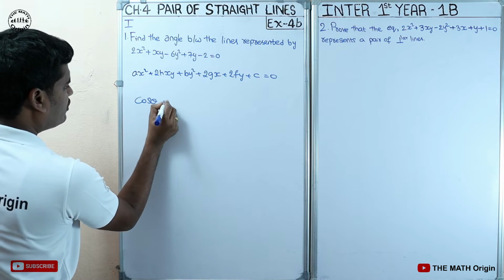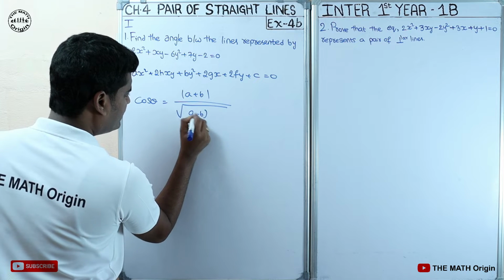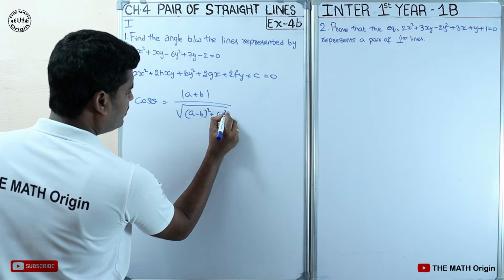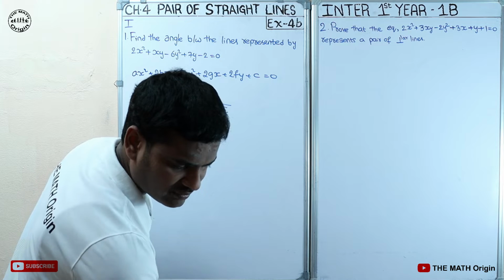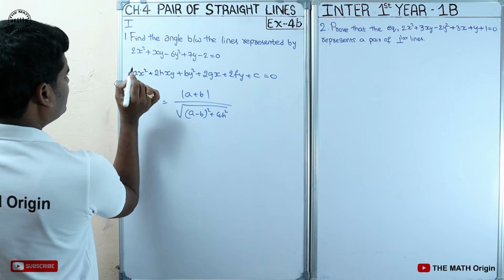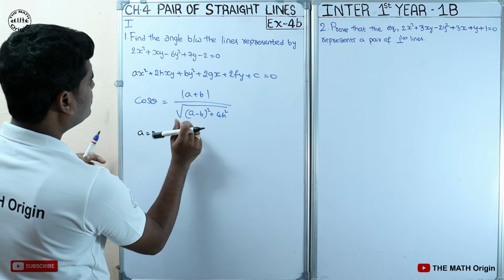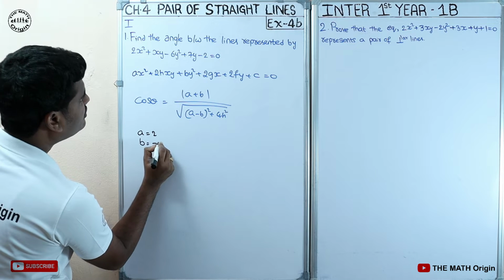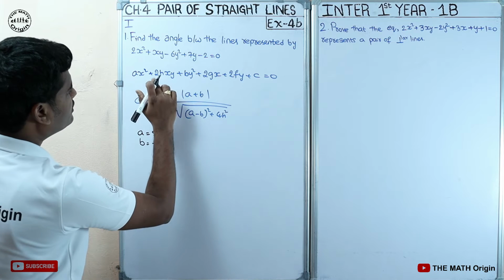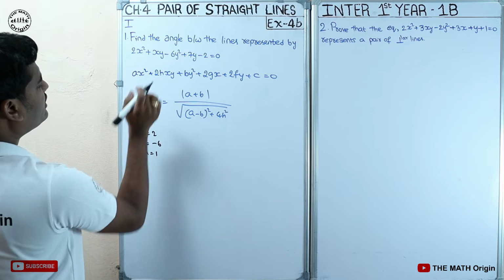So the angle between the two lines: cos theta equals modulus of (a plus b) by root of (a minus b) whole square plus 4h square. Here a equals 2 and b equals minus 6. 4h square means (2h) whole square, and 2h is 1 here.